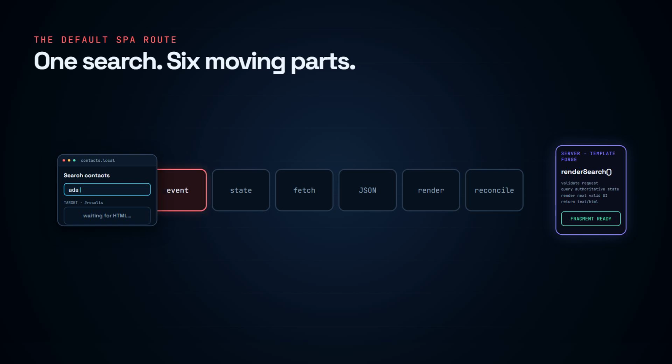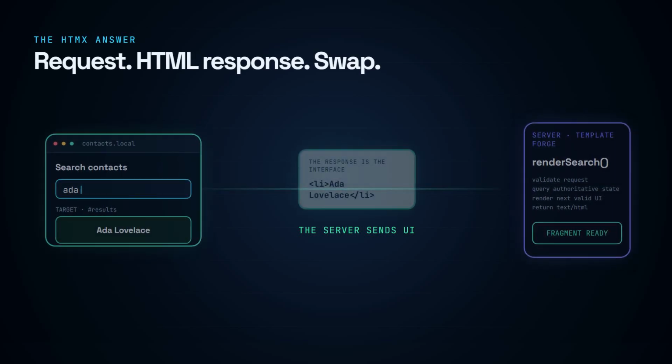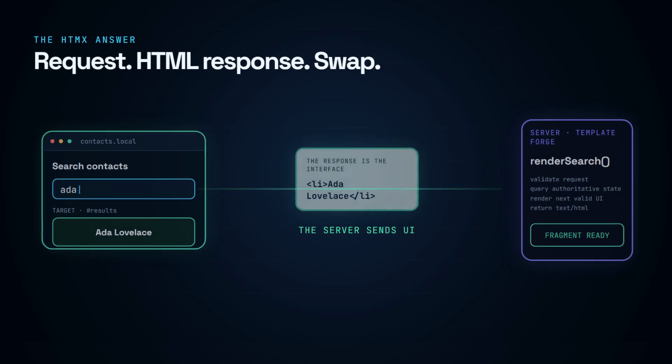A component owns state. An event handler calls an API. The API returns JSON. Client code turns that data back into UI. Then the framework reconciles the new UI with the old one. That architecture is powerful, but for a search result, a form, or a dashboard row, it can be a lot of machinery. HTMX asks a more useful question than "Is React dead?" It asks, what if the server could send the interface itself?